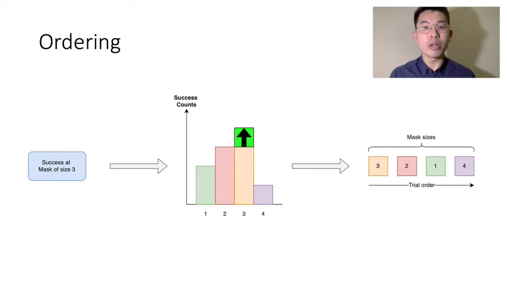Therefore, we propose an ordering technique based on success frequency. We count the number of successes of each mask size and trial the ones that are more likely to succeed. If two masks have the same success count, the smaller one is trialed first. We also reset the count every generation to focus more on the recent state. The figure illustrates the idea of the ordering technique. A success at a mask of size 3 increases the count of the corresponding mask size by 1, and the mask sizes are trialed according to the counts.